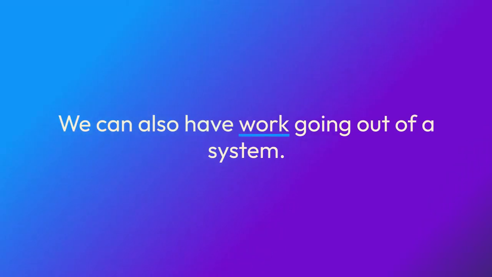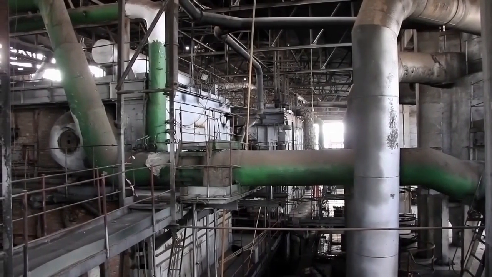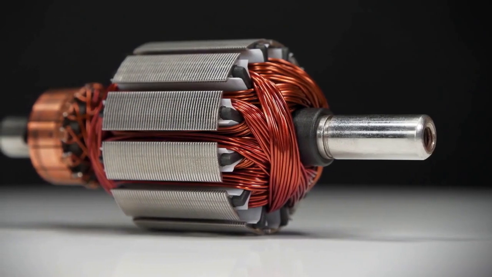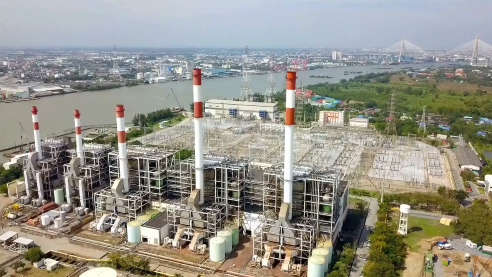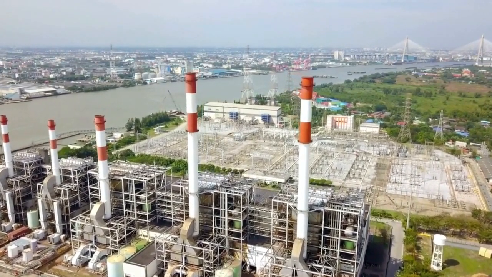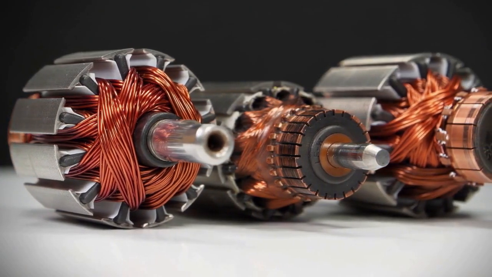We can also have work going out of a system. A perfect example is a steam turbine in a power plant. Hot, high-pressure steam pushes against the turbine's blades, causing a central shaft to spin rapidly. This rotating shaft is then connected to a generator to produce electricity. In this case, the turbine system is doing work on its surroundings. The engine in your car works similarly, with a rotating crankshaft delivering power out to the wheels.